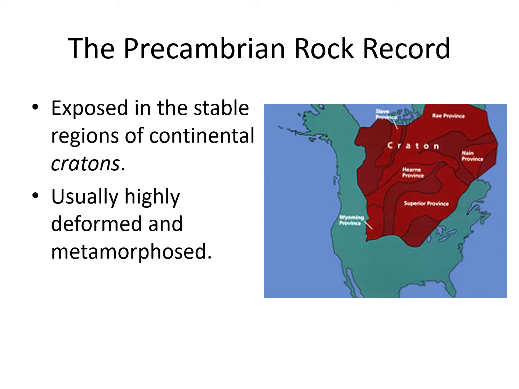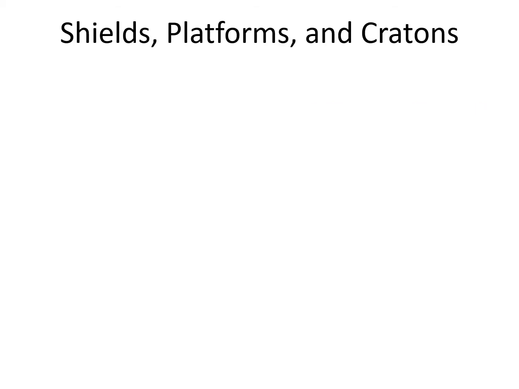So our Precambrian rock record, think of it this way. This is the stable regions, what we call the Cratons, the basement rocks. These are the foundations of all of our modern continents. So what is a shield, what is a platform, and what is a Craton?